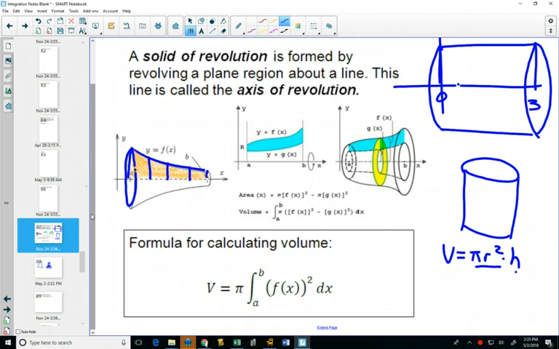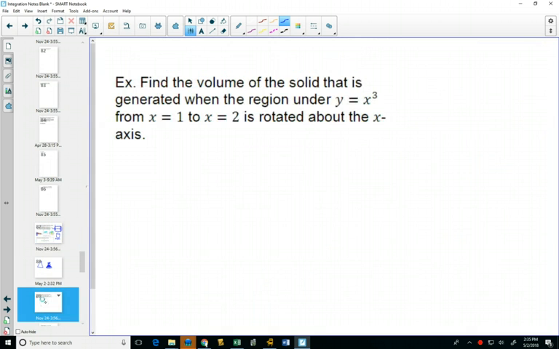Pretty cool. Okay, so let's start off with some easy questions. Well, not easy questions, but learning how to use this formula. Find the volume of the solid that is generated when the region under y equals x cubed from 1 to 2 is rotated about the x-axis. So we're going to draw a diagram of this. Here's our x cubed graph.